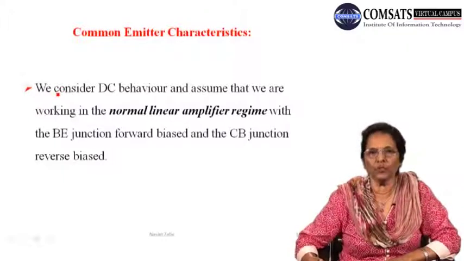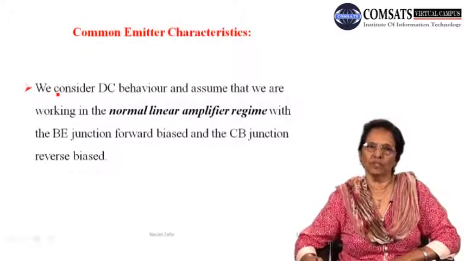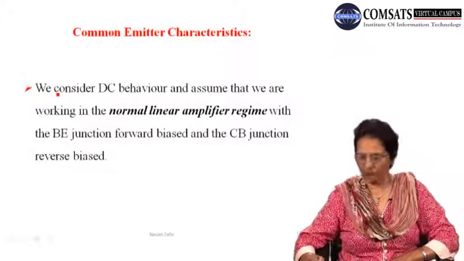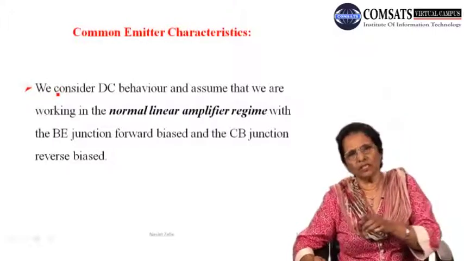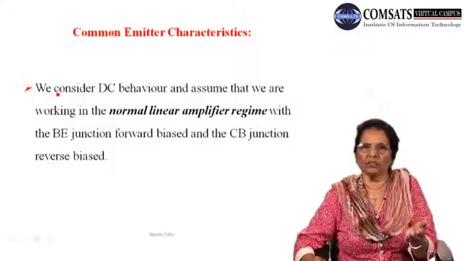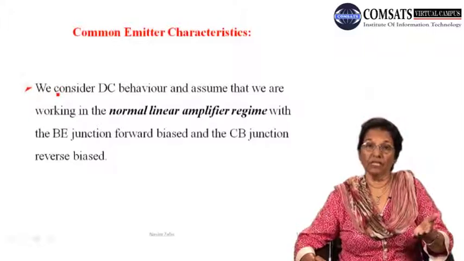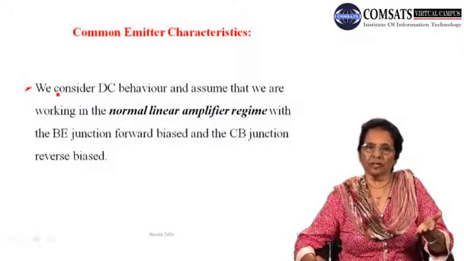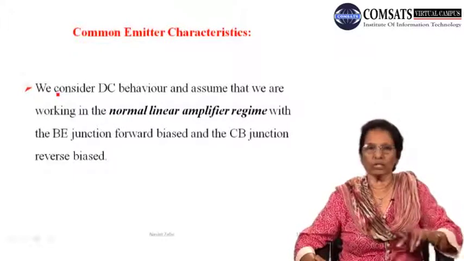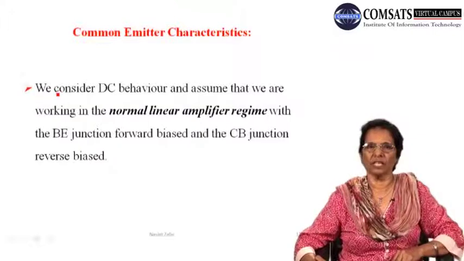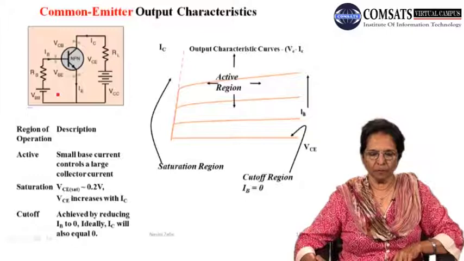So for the normal operation of a common emitter configuration, the junction between emitter and base is forward biased, and the junction between base and collector is reverse biased. The forward biasing and reverse biasing, as I mentioned so many times before, have to be chosen keeping in mind whether the transistor is NPN or PNP, and accordingly the polarity will decide whether the emitter-base junction is forward biased or reverse biased.